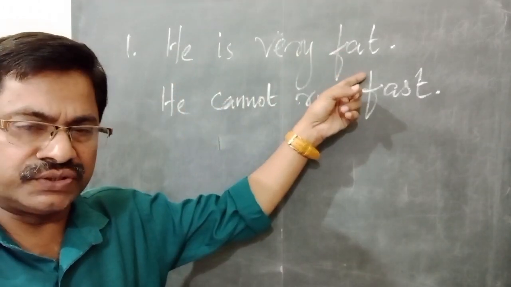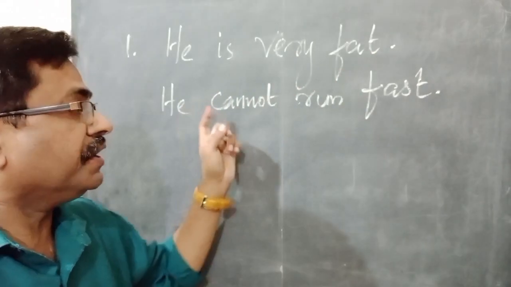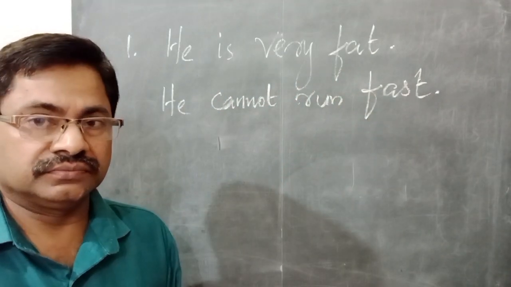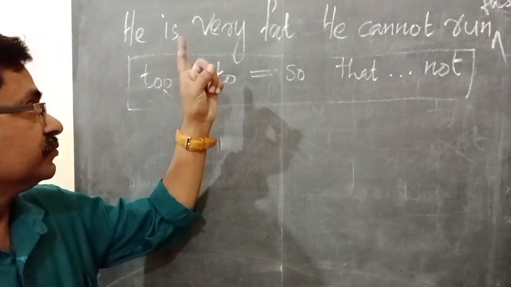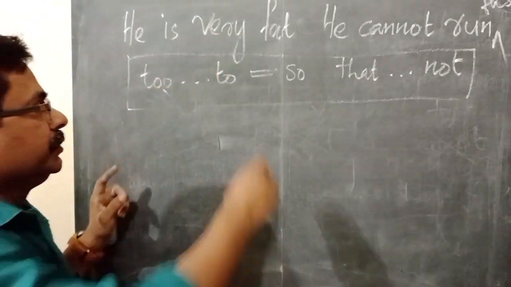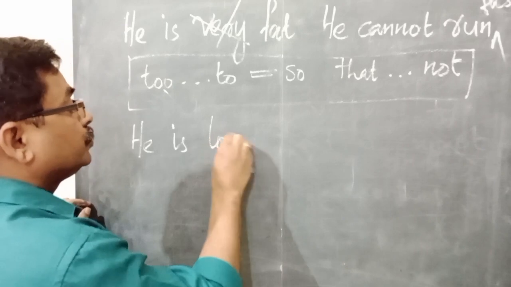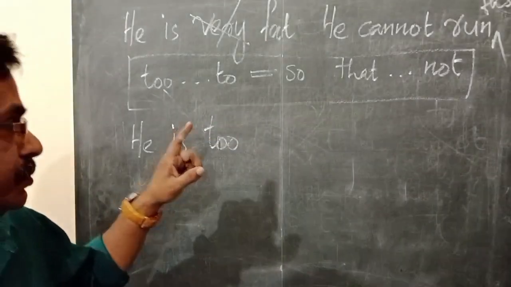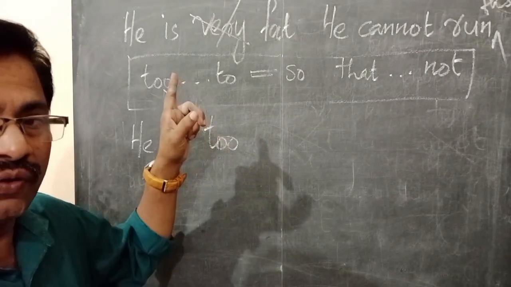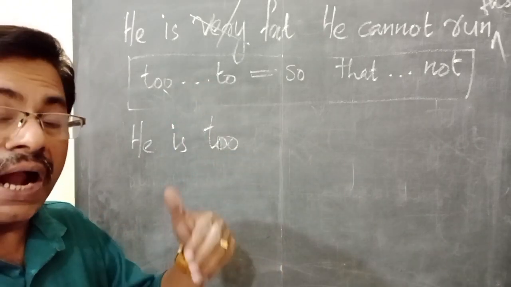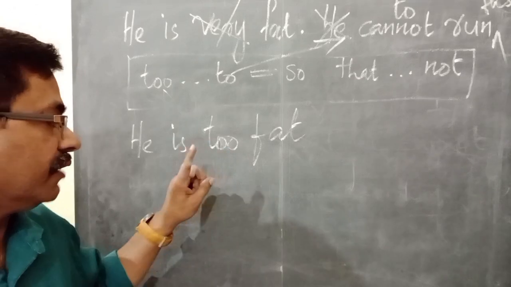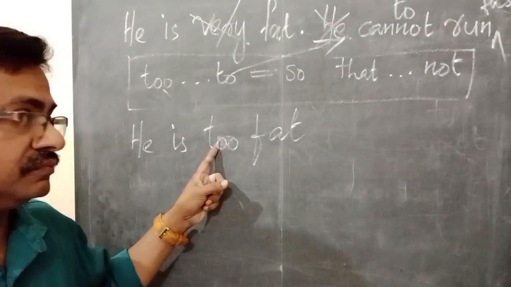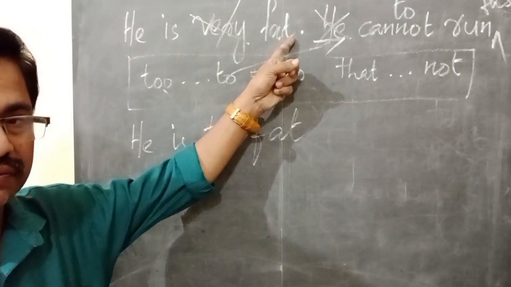He is very fat. He cannot run fast. So we can write the answer. In the place of "very", you have to use "too", because "too", "so" and "very" are adverbs of degree. So in the place of "very", we have to use "too" and complete the sentence.